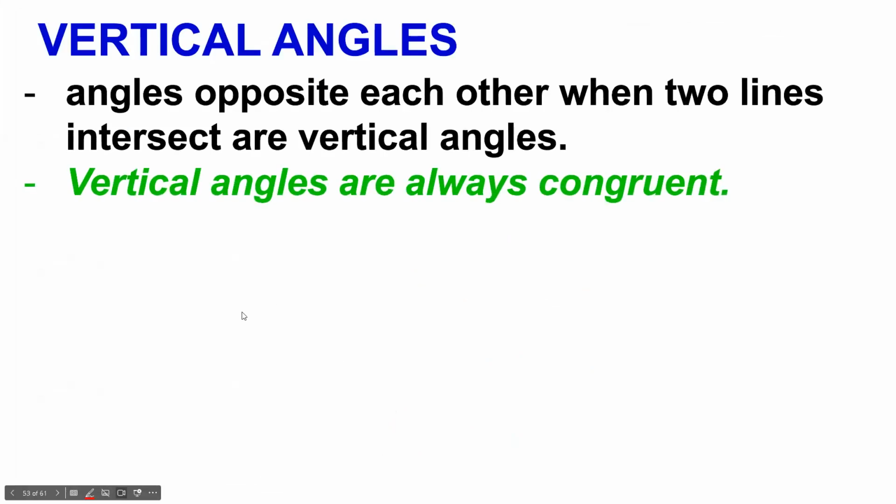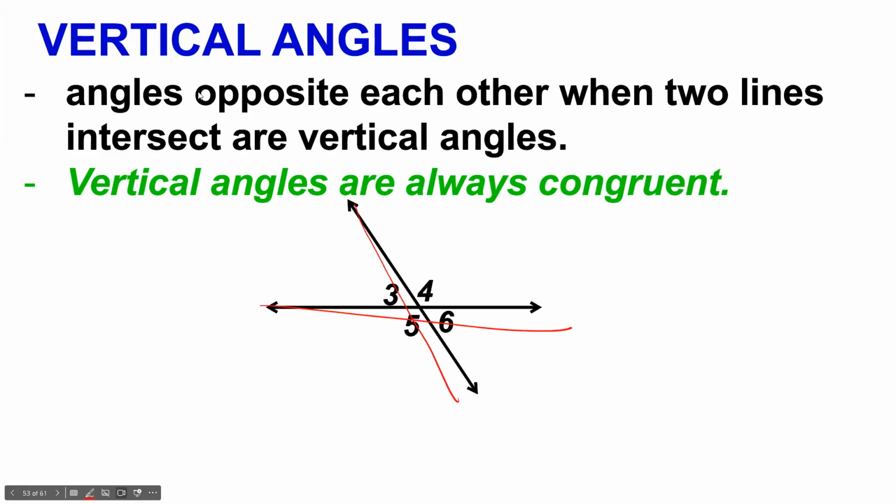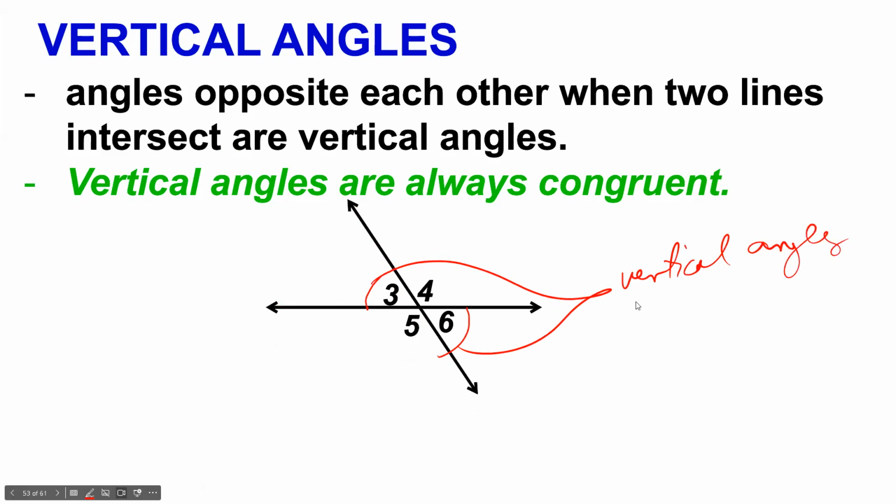Of course, we also have the easiest of all, the vertical angles. Angles opposite each other when two lines intersect are vertical angles. And always remember, vertical angles are always congruent. So what do we mean when we say vertical angles? Angles that are formed by two intersecting lines. And the angles opposite each other are called vertical angles. And so therefore they are congruent.